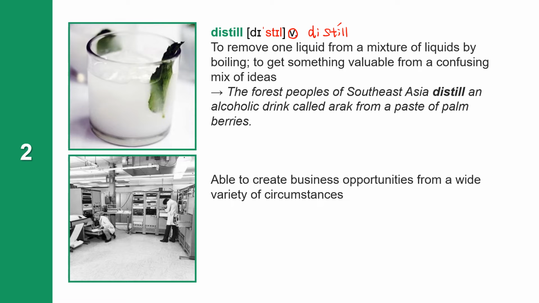Distill. The next word: able to create business opportunities from a wide variety of circumstances. Able to create business opportunities from a wide variety of circumstances is entrepreneurial. Entrepreneurial is an adjective and it has 6 syllables.